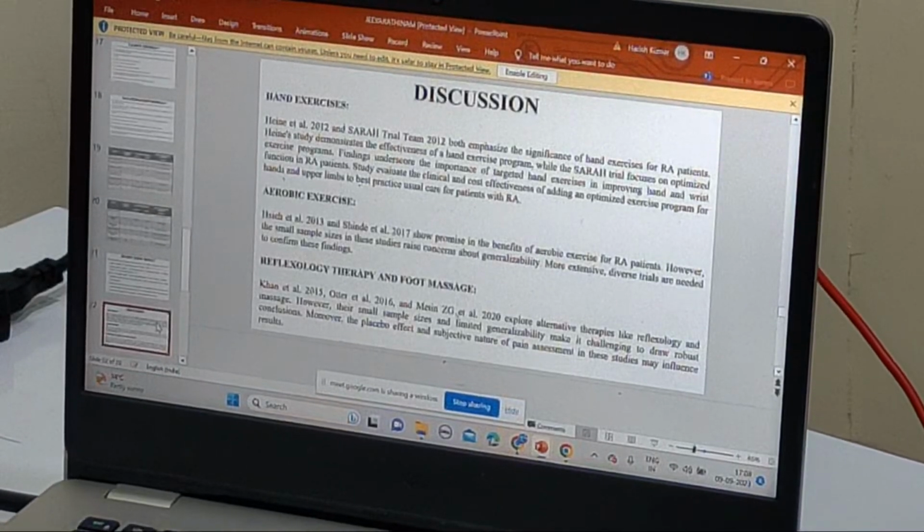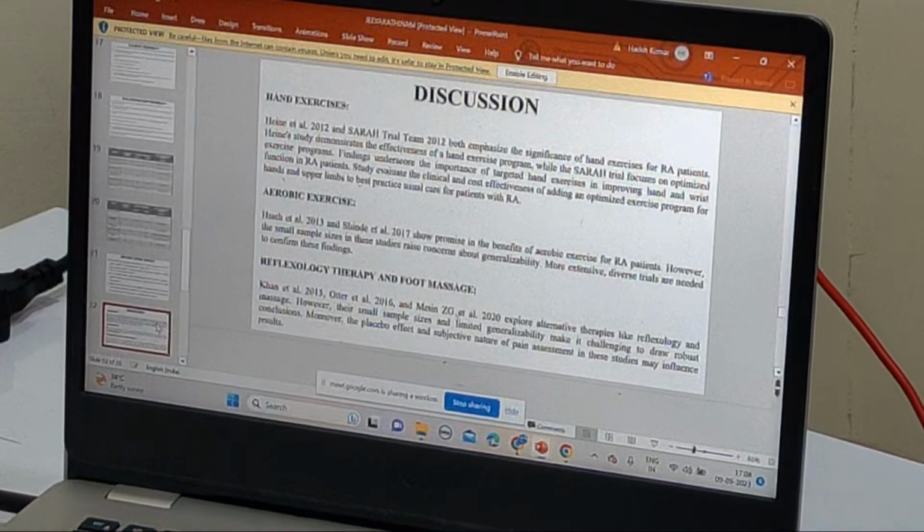The discussion is on the ANE and Mysara trial. They did not mention the age of the participants. It shows the internal validity and external applicability of the study. Next, the aerobic exercise study offers only a small sample size. Next, the reflexology therapy and foot massage studies conducted by Khan and Water and also by Metin provide small sample size, limited generalizability, and an inability to draw a solid conclusion.